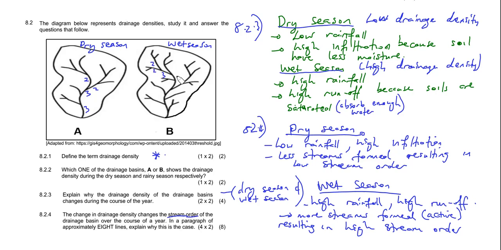And if you check here, stream order 3, then this one, stream order 2, then it forms, this one is stream order 2, this one is stream order 3, and when it gets here, it's now stream order 4. So you can see that by the time we reach this side here, it's stream order 4. Why? Because it's a wet season and more streams are active, and you've got more flow and high runoff.